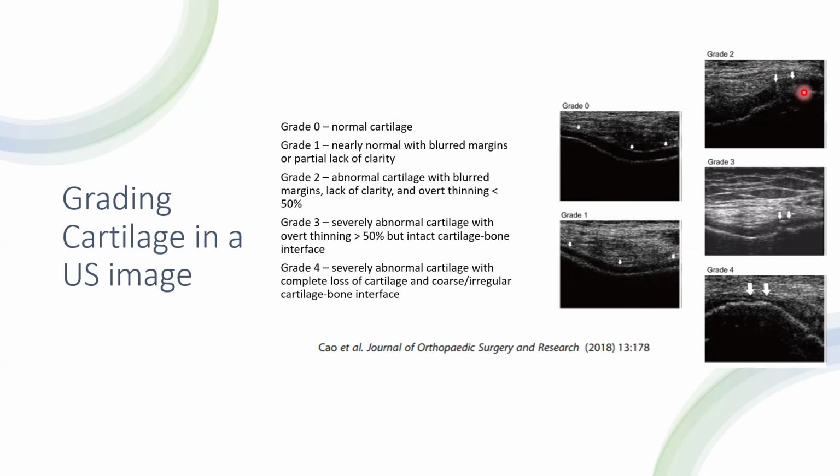All right, grade 2, this is abnormal cartilage with blurred margins, lack of clarity, and overt thinning to, not as much as 50%. So like before, the margins are not as sharp. There's some graying in the space that should be anechoic.